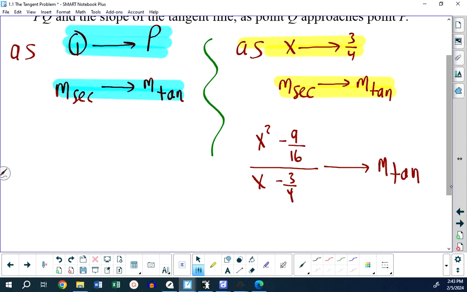So we can't put in 3/4, but I would like you to put 3/4 in the top and the bottom and figure out what you get. Well, you get 0 over 0, don't you? There's a reason for that. The reason for that is the rise from P to Q when they're on top of each other is nothing. There is no rise. And the run from P to Q, there's no run, right? So you can't put in 3/4.